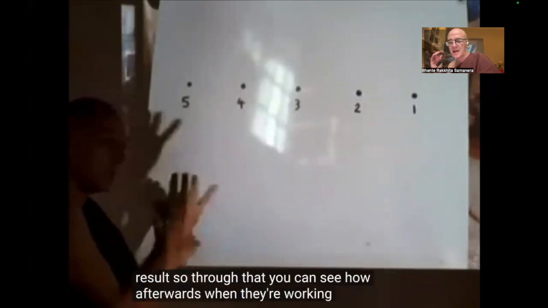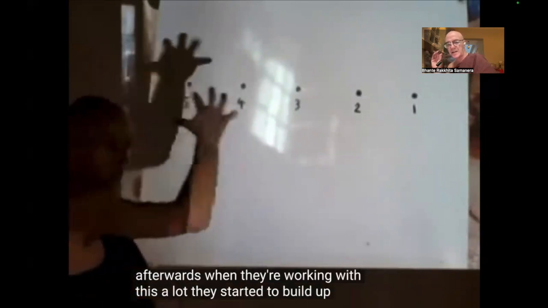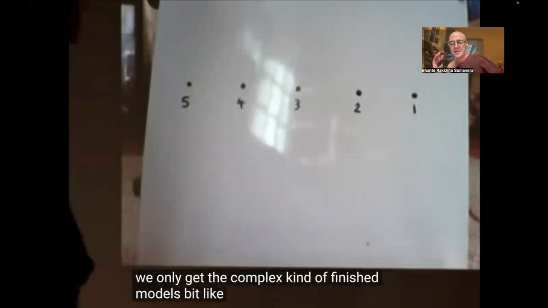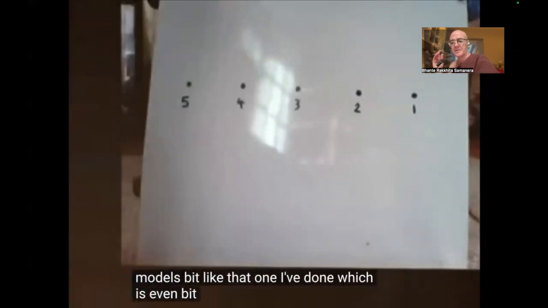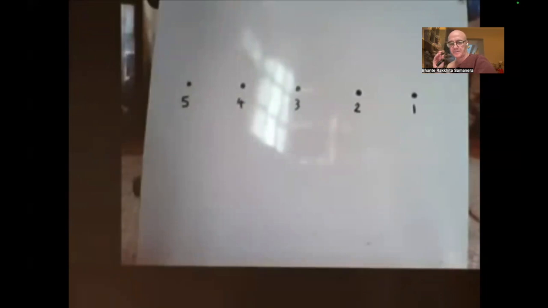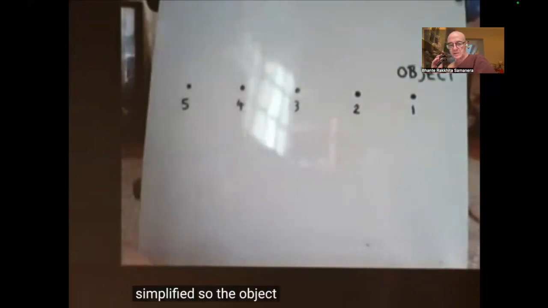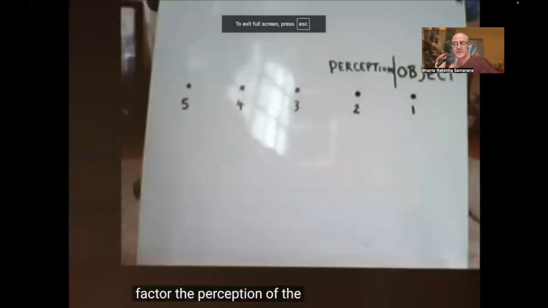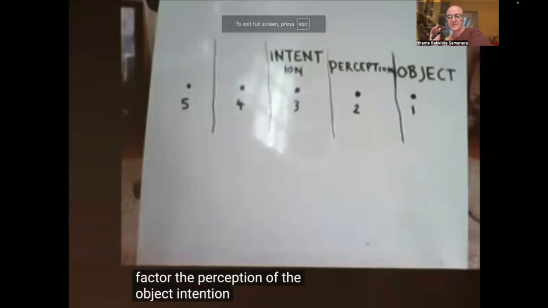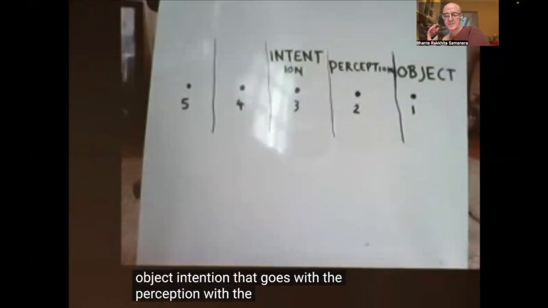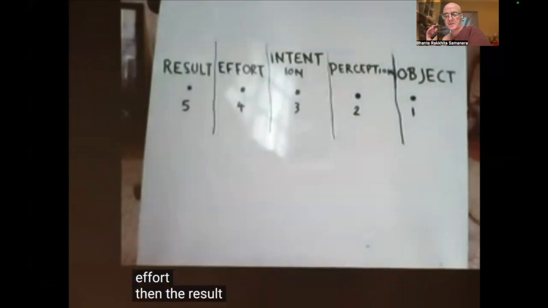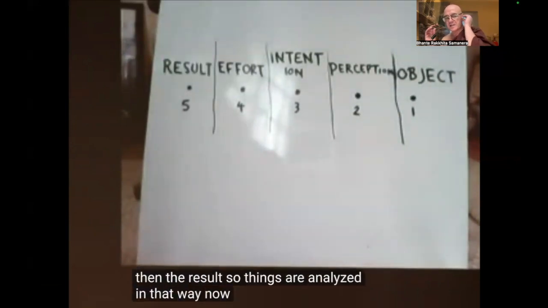Through that, you can see how afterwards, when they were working with this a lot, they started to build up those more complex models. So we only get the complex finished models, like that one which I've done, which is even a bit simplified. So the object is an important factor. Then the perception of the object, the intention that goes with the perception, the effort, and then the results. So things are analyzed in that way.